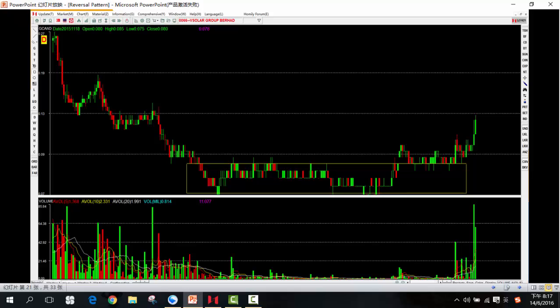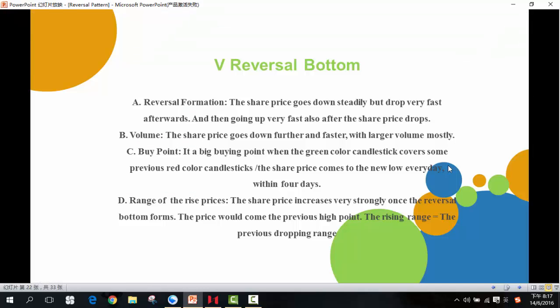This one we see here. This is the bottom area, right? When you see the price drop, then the bottom area. Then if you see the price go up, this is the buy point. Okay, so this is the first buy point. This is the second buy point. So we can see the V reversal pattern.